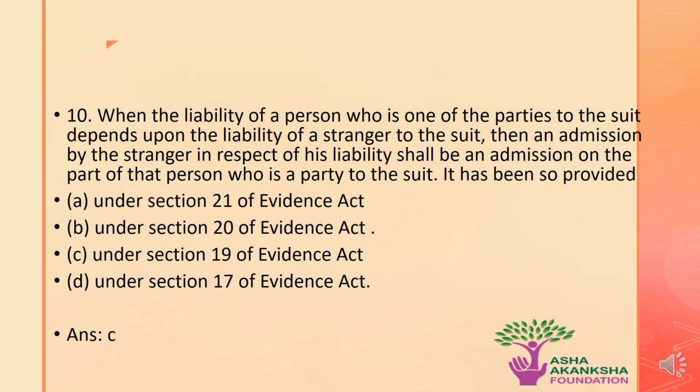The question is, when the liability of a person who is one of the parties to the suit depends upon the liability of a stranger to the suit, then the admission by a stranger in respect of his liability shall be admissible on the part of that person who is the party to the suit. It has been so provided under which of the following sections? The options are A. Under section 21 of Evidence Act, B. Under section 20 of the Evidence Act, C. Under section 19 of the Evidence Act, or D. Under section 17 of the Evidence Act. The correct answer to this question is option C, that is under section 19 of the Evidence Act, the above principle or the law has been stated.